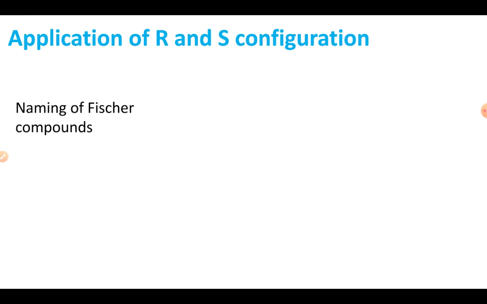So let's start today's topic with some application of R and S configuration. We have read about what R and S configuration is in the previous class on Saturday. So today we are going to see its application, how it works, and what it says. R and S configuration gives nomenclature of chiral carbon atoms. Here we are going to assign names to Fischer compounds. What are Fischer compounds? I will tell you on the next page.